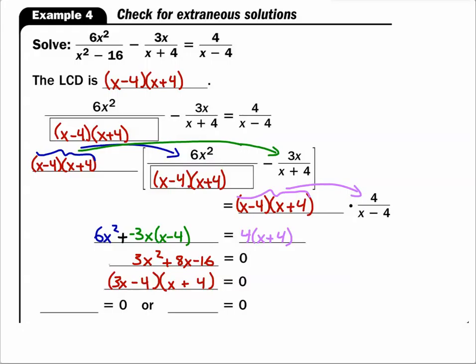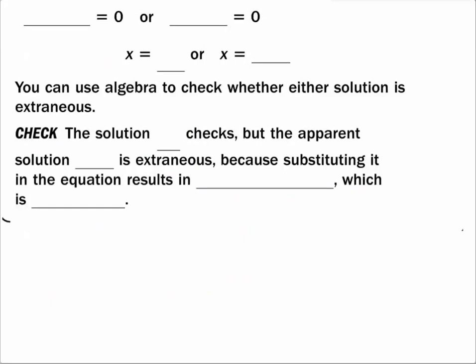So 3x minus 4 equals 0, or x plus 4 equals 0. Remember, we got it equal to 0. We factored it, and this is where we are. I need to change the screen layout here just a little bit. I have to rewrite this. You already have this. This is not new for you. 3x minus 4 equals 0, or x plus 4 equals 0. So in the first case, x equals 4/3. In the second case, x equals -4.